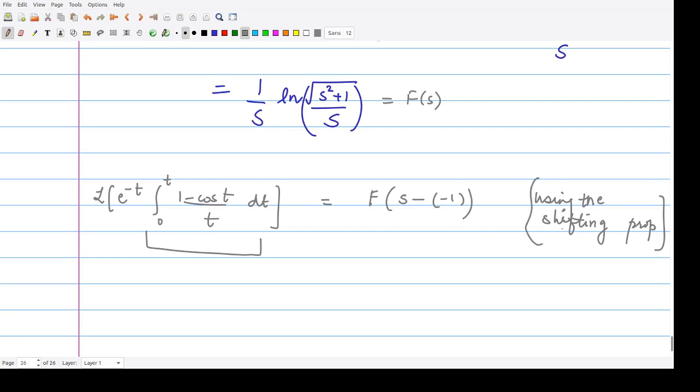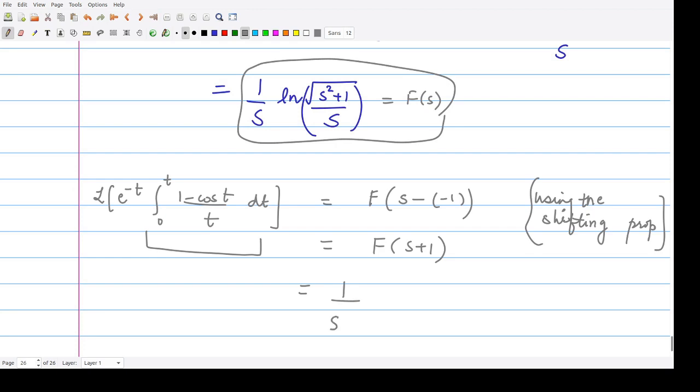So using this property, we would have f of s plus 1. So whatever we have f of s here, we will just replace s by s plus 1. So we would have 1 upon s plus 1 log of square root of (s plus 1) whole square plus 1, divided by s plus 1. So this is our final answer, right? So this is the final answer.